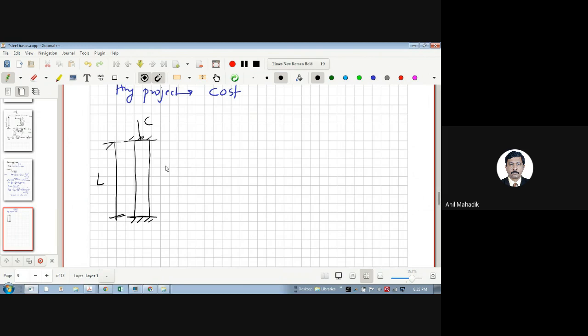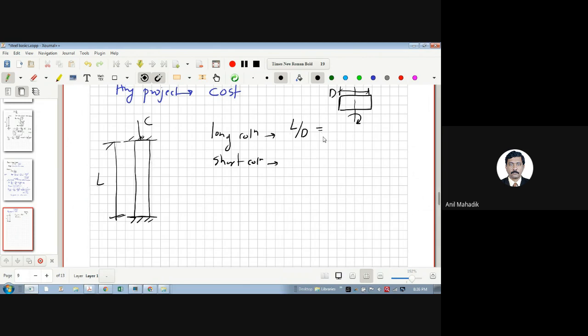And what happens is there is a long column and short column concept. Instead of R minimum values, there is a concept of L by D ratio, L upon D ratio. So D is nothing but the column depth. In what direction is it buckling? Let's say it is buckling in this direction. So you should take this D value, L by D, and L is this length.